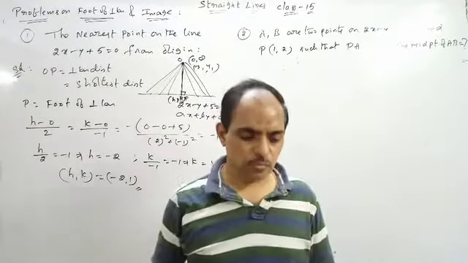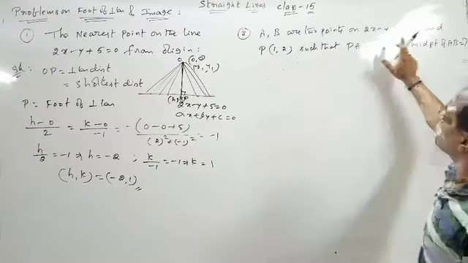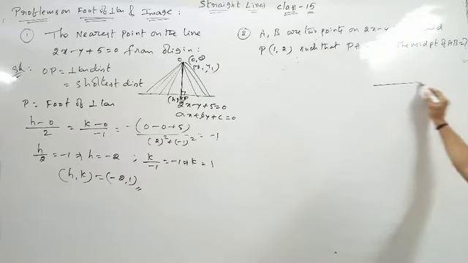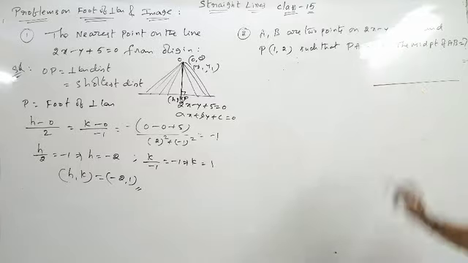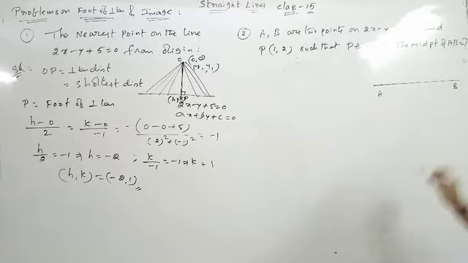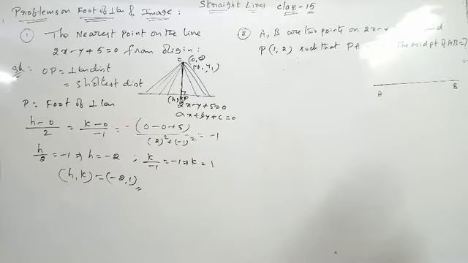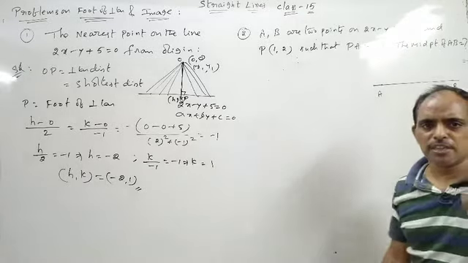Okay. You see, that question is A comma B are 2 points on the line. Let us suppose this is a line. What is that line? 2x minus y plus 3 is equal to 0. And there are 2 points on the line. Let us suppose these 2 points are A and B. And there is a point P such that PA is equal to PB. Okay? PA is equal to PB.